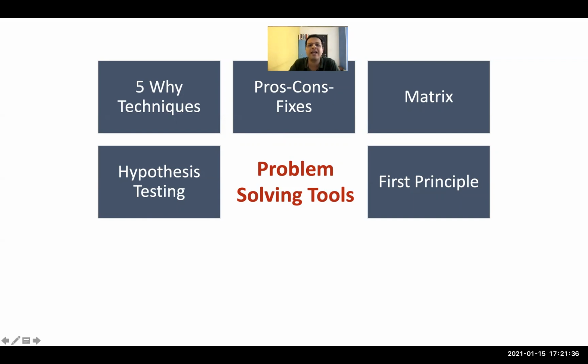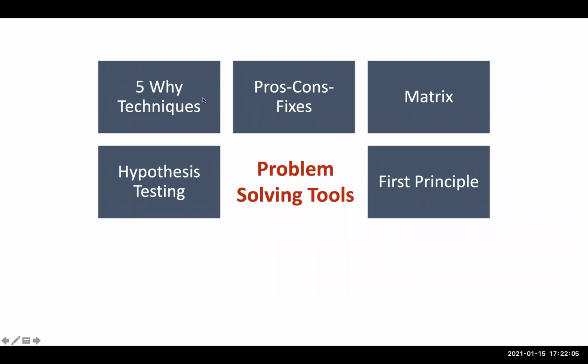Can you give me quickly a confirmation on the chat box so far, which technique looks very exciting to you and you want to apply it? Use your chat box and please type which one of the five you want to use and you find exciting. First principle. Okay.